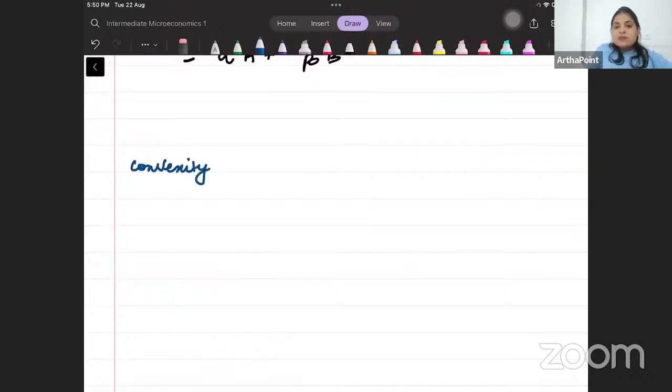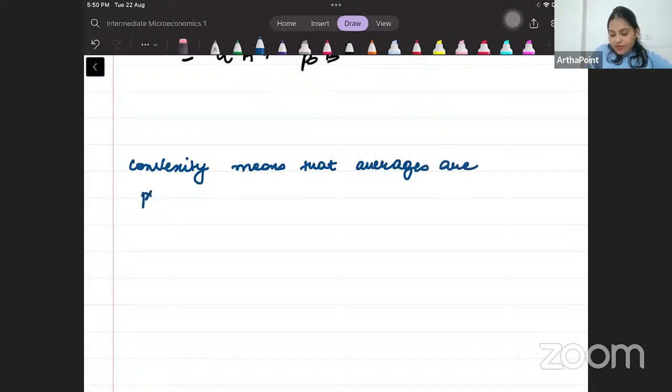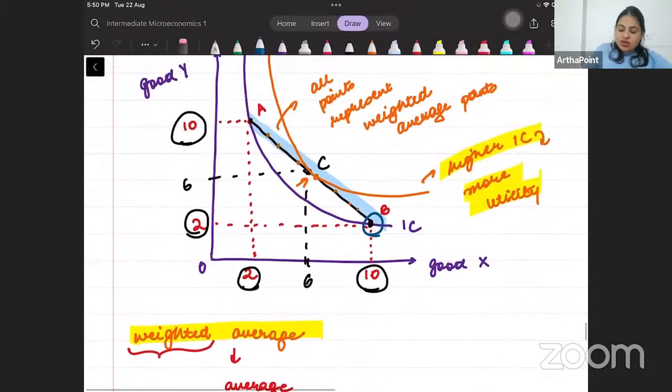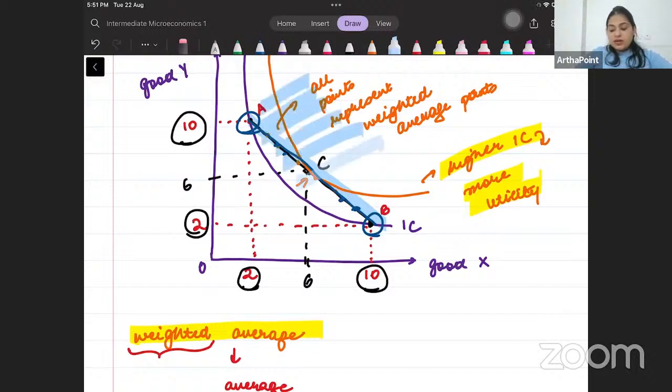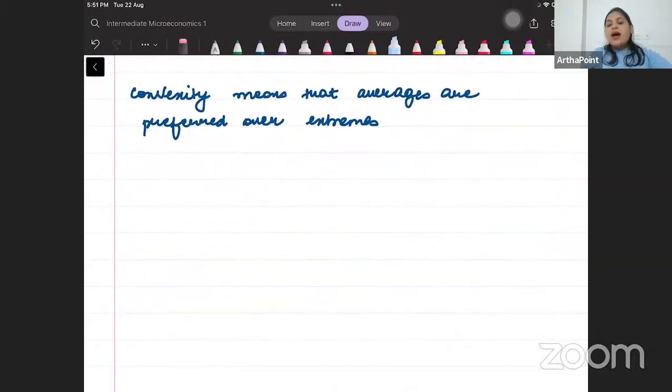कॉन्वेक्सिटी, प्लीज आस्क मी इफ देयर इज एनी डाउट बेटा, प्लीज। Convexity means that averages are preferred over extremes. एक्सट्रीम माने ये तो जो पॉइंट हमने लिए, इनको मैं एक्सट्रीम बोल रही हूं। एवरेज माने कोई भी बंडल जो इस लाइन पर लाई कर रहा है, जैसे ये, और ये सारे बंडल इंडिफरेंस कर्व से ऊपर लाई कर रहे हैं ना। सो क्योंकि वो ऊपर लाई कर रहे हैं, वो मोर प्रेफर्ड रीजन में हैं, एंड मोर प्रेफर्ड वुड मीन दैट सैटिस्फैक्शन इज मोर, सो यूटिलिटी ज्यादा दे रही है। सो दिस इज व्हाट आई हैव रिटन। Convexity means that averages are preferred over extremes. So please write down.